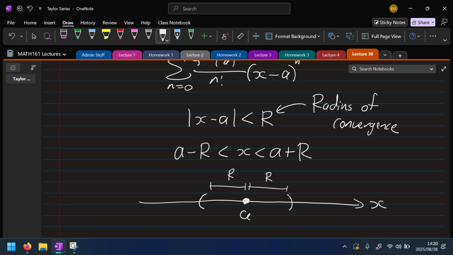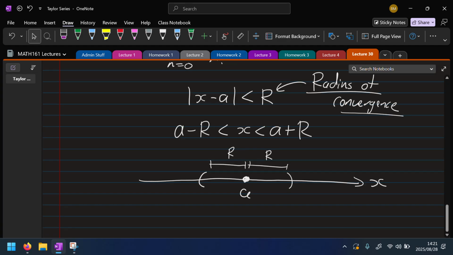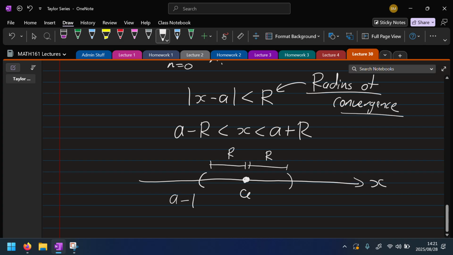So it's like a one-dimensional circle. You have the center point at a, then the interval will be a minus r on the left, and then a plus r on the right. And that's called the radius of convergence. So we have a minus r to a plus r.